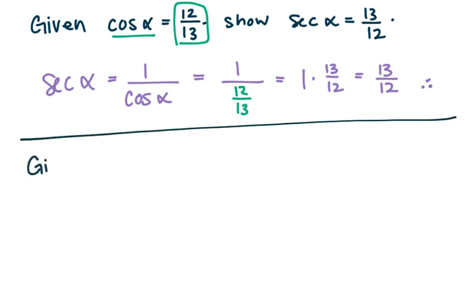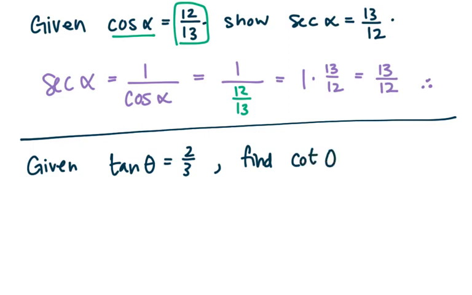We'll say, given tangent theta equals 2/3, let's find cotangent theta. So cotangent theta, by definition, we know that cotangent theta is equal to 1 over tangent theta, because it's the reciprocal.